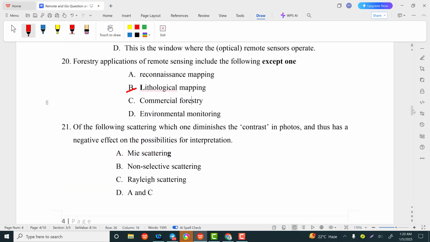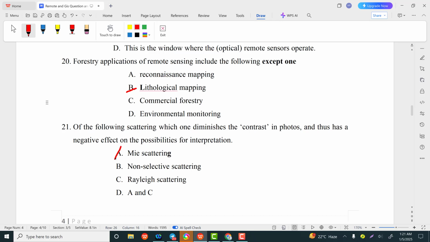Question number 21. Which one of the following scattering types diminishes the contrast in photos and thus has a negative effect on possible interpretation? A, Mie scattering. B, non-selective scattering. C, Rayleigh scattering. D, A and C. The answer is A.